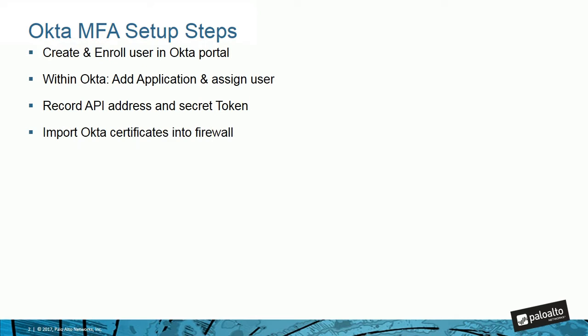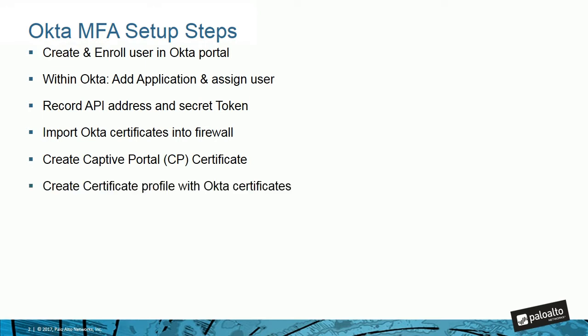Next, we'll take a capture of the Okta certificates that are running on the Okta Portal, as well as the root certificates above that Okta certificate. We'll import those into our firewall. Then we'll create a captive portal certificate, which we'll use later to set up the captive portal window and how to secure traffic from users to that captive portal window for the purposes of authentication.